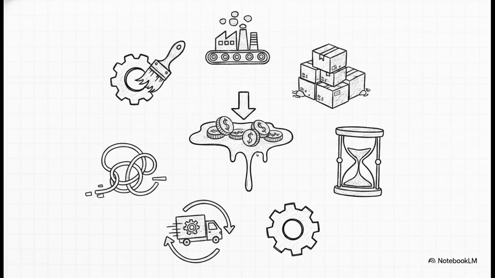Overproduction, just making more than the demand. Inventory, excess raw materials just sitting there gathering dust. Waiting time, defective products, unnecessary motion by workers, moving materials around in transportation, and overprocessing, like, say, painting a part of a machine that no one will ever even see. Every single one of these is literally bleeding money right out of your bottom line.